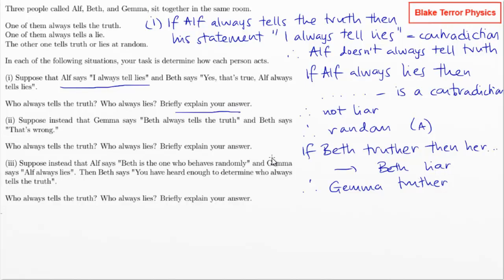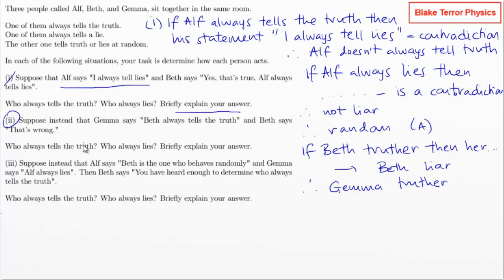So you can see the structure that we're going for on these explanations, and that's answered the first part of the question. Right, second part of the question. Suppose instead that Gemma says Beth always tells the truth. Beth says that's wrong. Right, so we have to do the same thing. We're going to be taking a similar approach. So Gemma has said Beth always tells the truth. If Gemma always tells the truth, then that means that Beth always tells the truth, which can't be true because only one of them can always tell the truth.